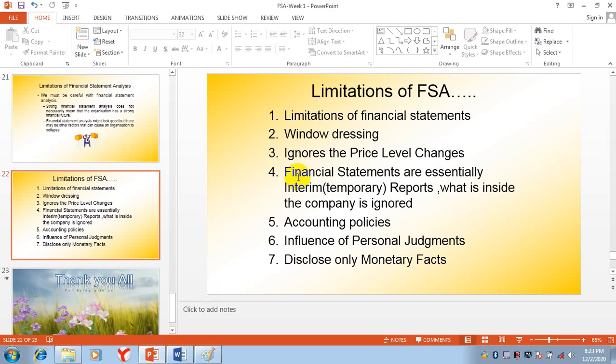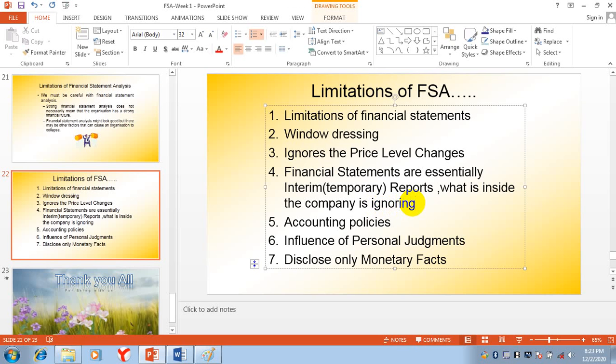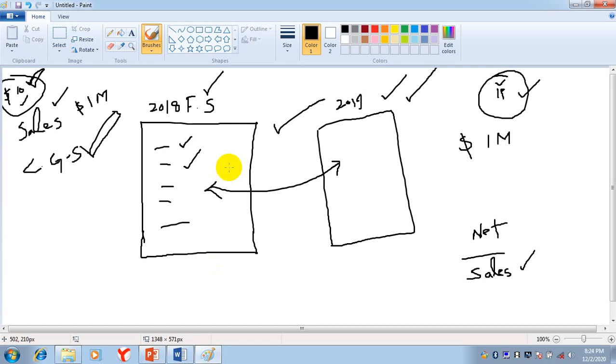The next one, the fourth one, is that financial statements are essentially interim temporary reports. What is inside the company is ignored. What does it mean? It means we are making financial statements at the end of the year. At the end of 2018, at the end of 2019. What is happening inside the company? We are ignoring those facts.